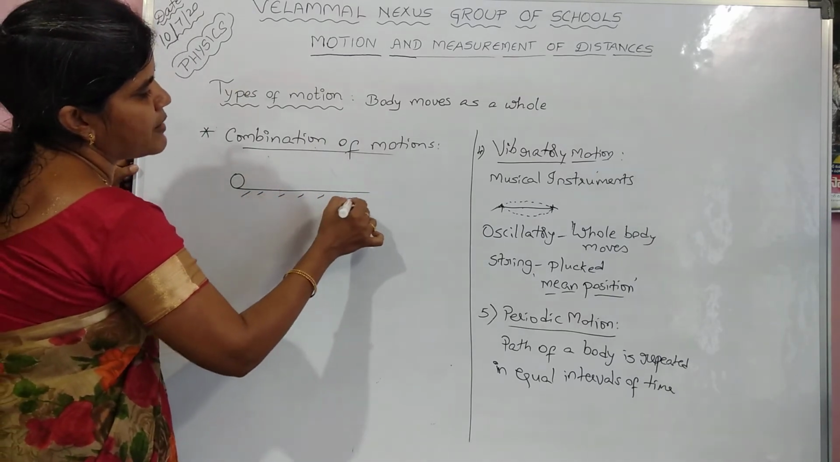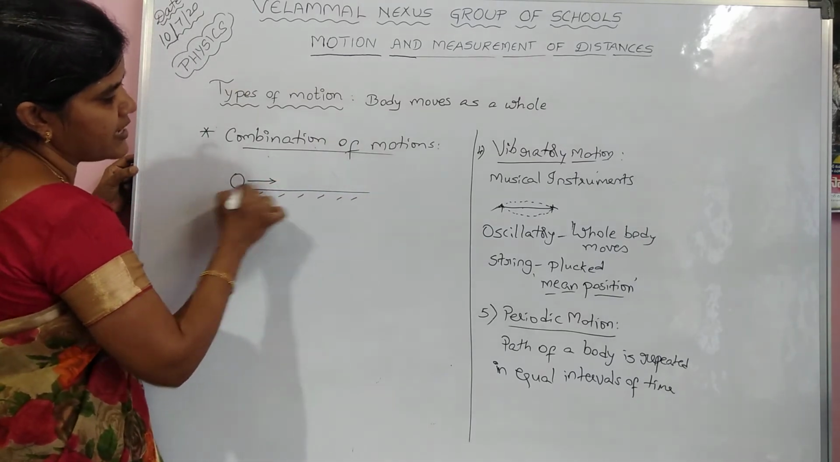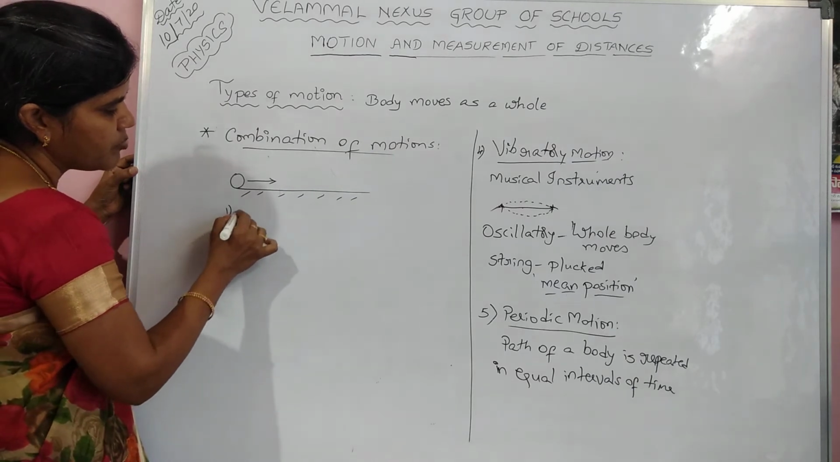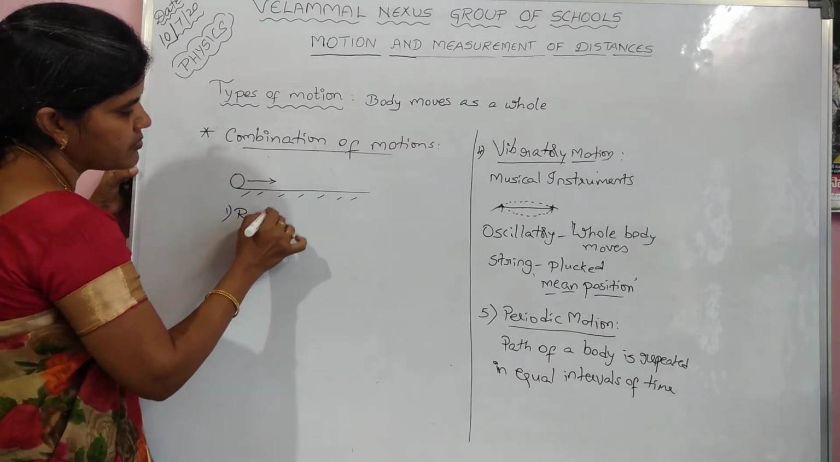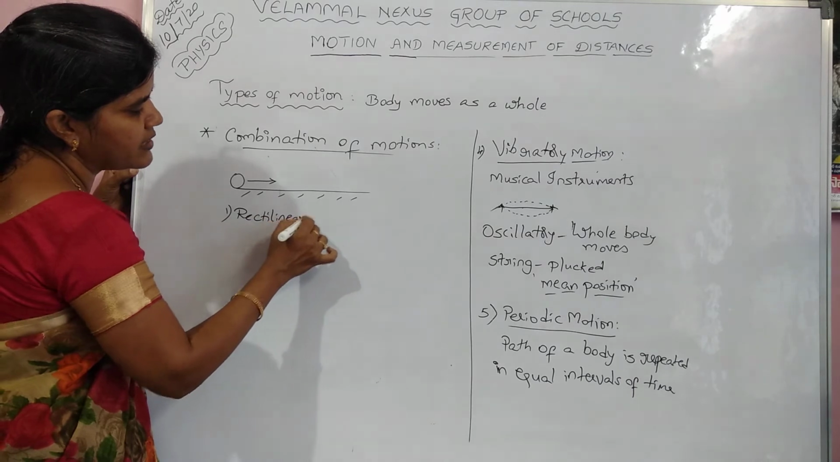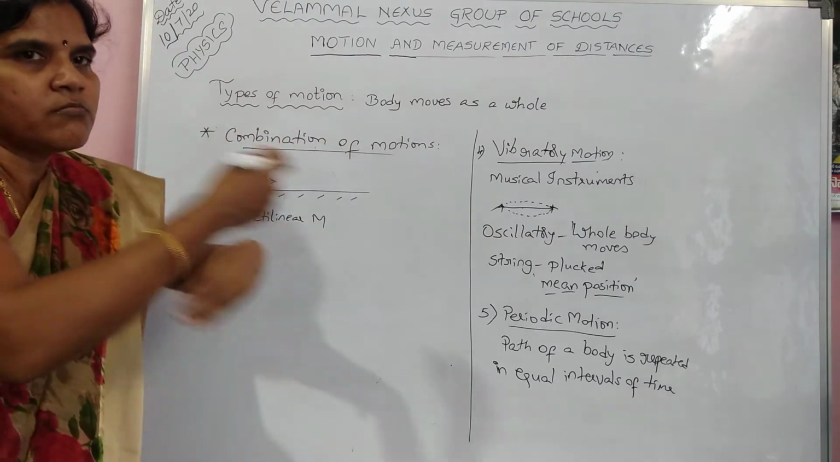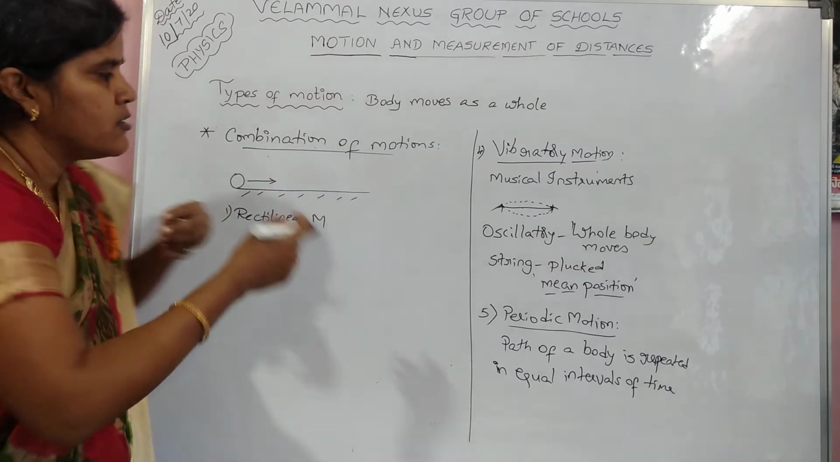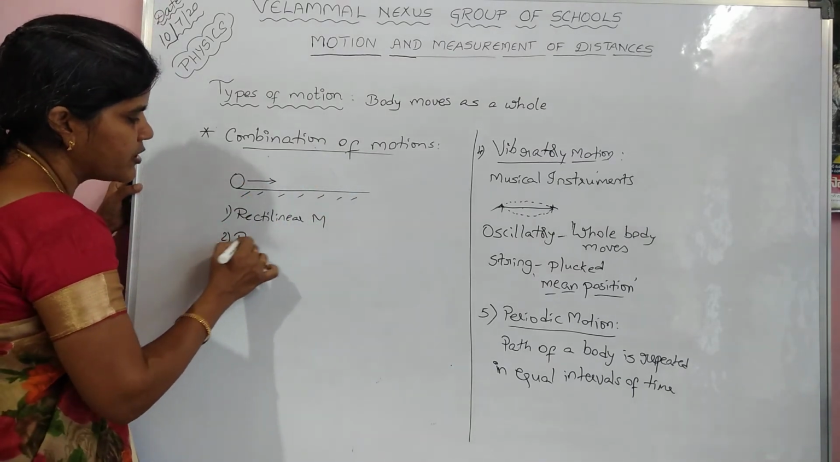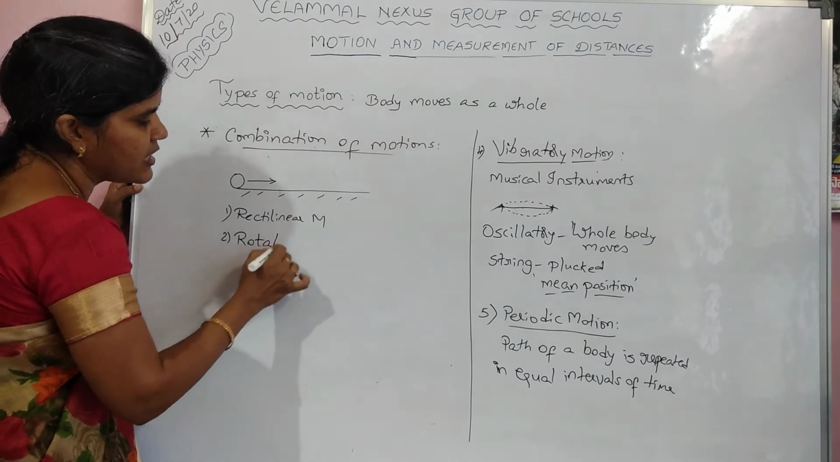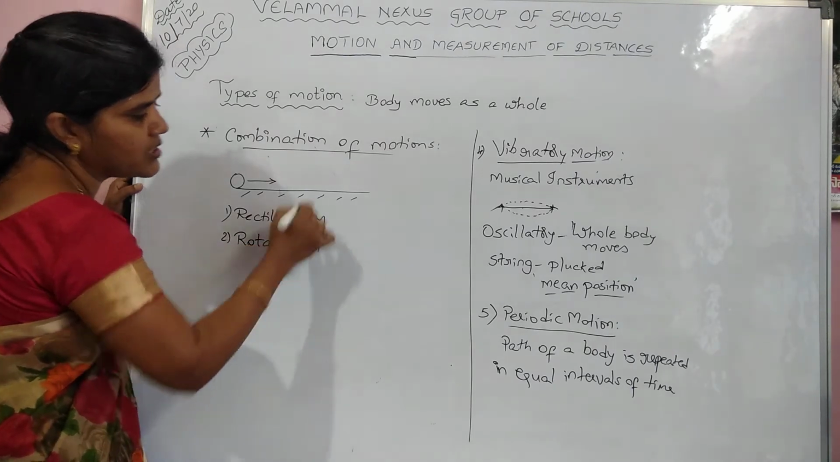It's a straight line path. What kind of motion do we generally say? We call it rectilinear motion, as it is traveling in a straight line. But the ball is also rolling, rotating. So we call it rotatory motion. So we see rectilinear motion as well as rotatory motion in this case.